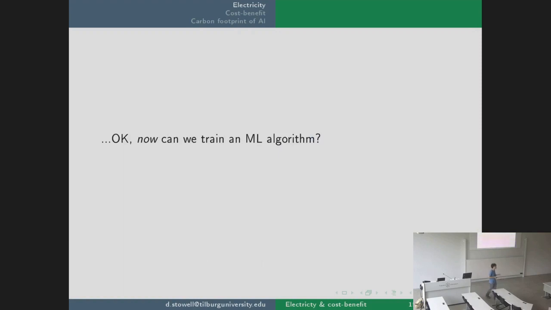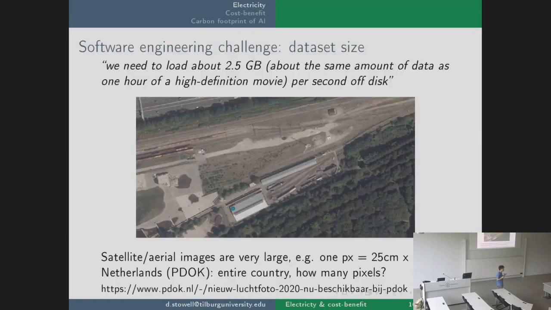But let's assume we've got the data. Now, can we train a machine learning algorithm? We'd like to. That's what the title of the course is implying. We've got some geolocations and so on. Another problem is, in fact, the imagery data itself, if we wanted to do computer vision to recognize those solar panels.